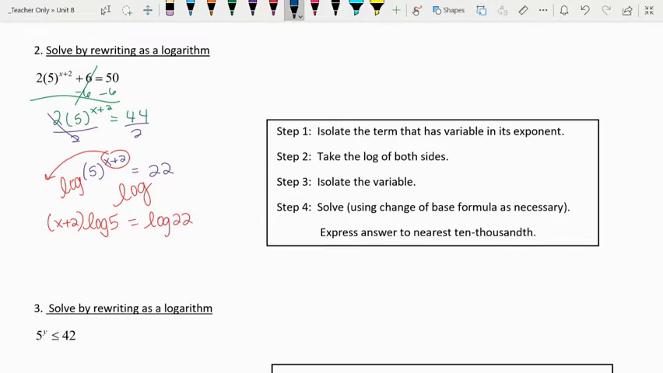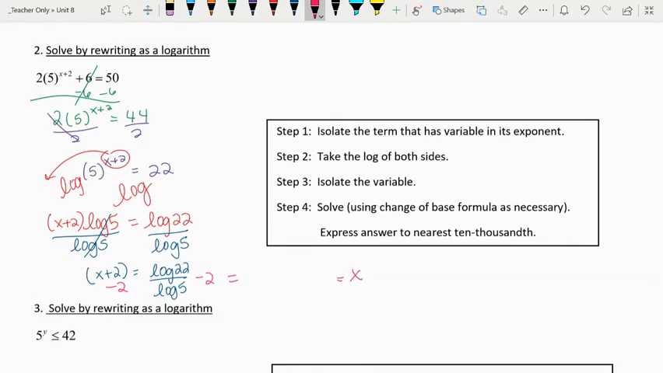Now instead of distributing log 5 in, because that makes it way more complicated, remember, log 5 is a value, so I can get rid of it by dividing by it. So now we have x plus 2 equals log 22 over log 5. And all you would do is then subtract 2. And that's going to be what x equals.